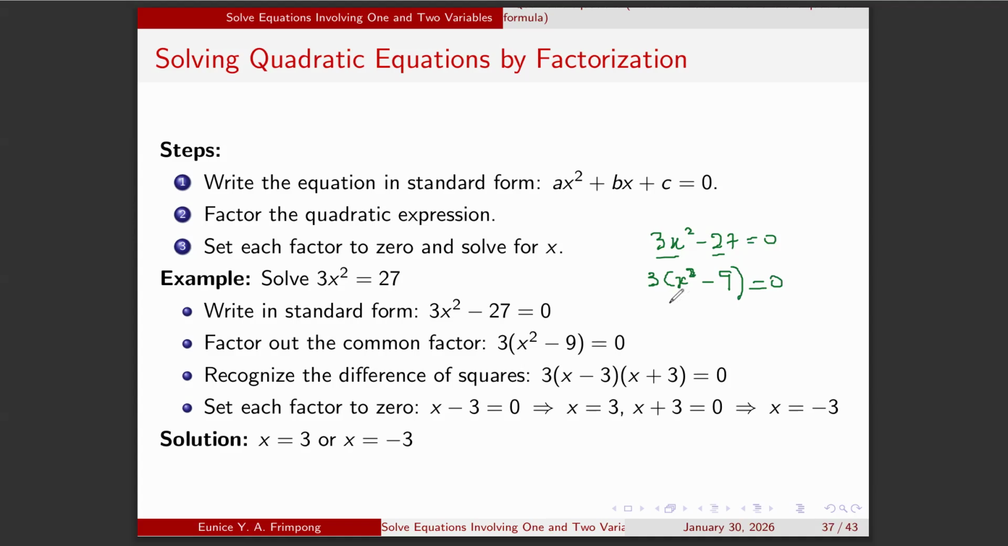So now I have two terms. I have 3 is equal to 0, or x squared minus 9 is equal to 0. Because for 3 times x squared minus 9 to be equal to 0, either 3 is 0 or x squared minus 9 is 0. We all know that 3 is not 0, so this is out. So I can solve for this to get x.